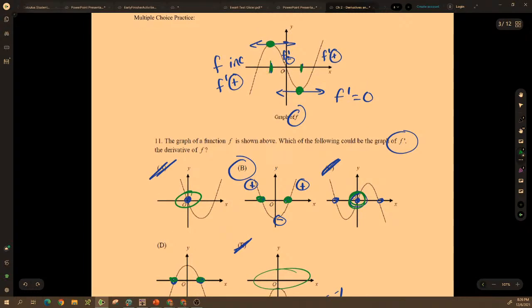And what we're going to do is look at the graph of f. We see that f is increasing, which means f prime would be positive in the first section. Then f is decreasing in this next section, which means f prime is negative, and then f is increasing again. So I want a graph that has two zeros, starts above the axis, goes below the axis, and comes back above the axis, and that's choice B.